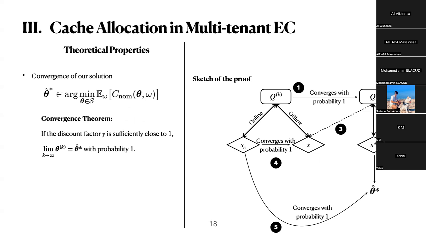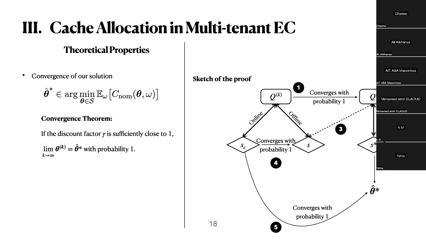The theoretical property of our algorithm is that we will converge to a discretely optimal allocation that has the minimum expected value of the nominal costs. And we prove in this thesis that if the discount factor gamma is sufficiently close to one, the limit of theta k is the discretely optimal state with probability one. It means that we will converge to this allocation close to the optimal one, and we will stay there with probability one.